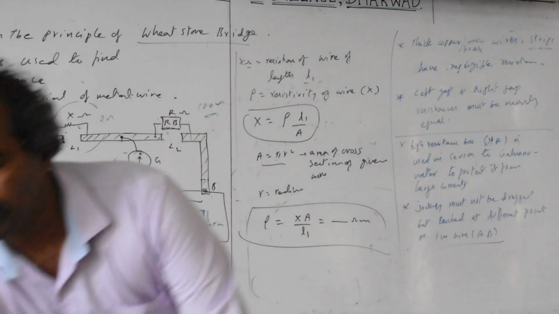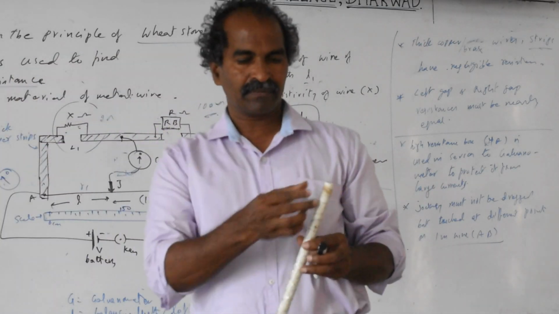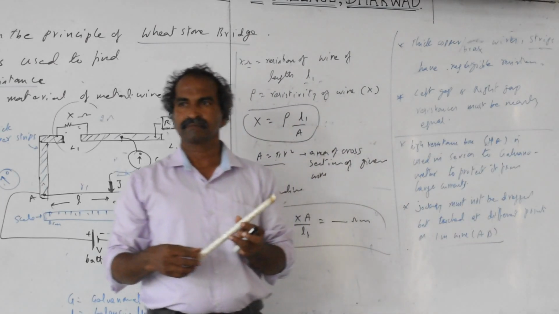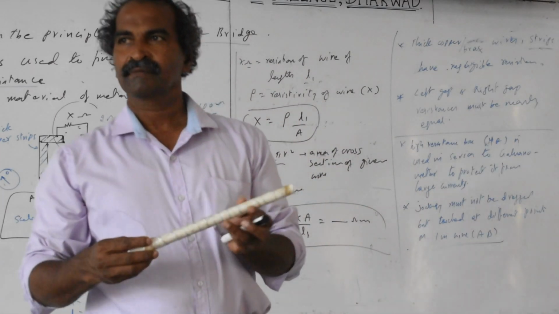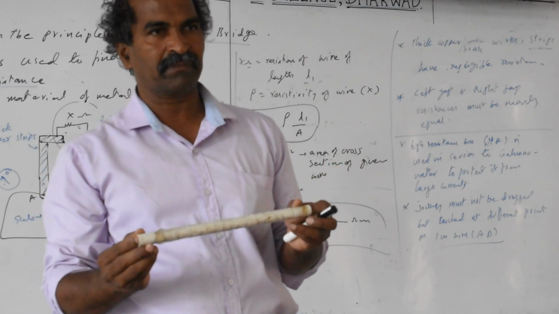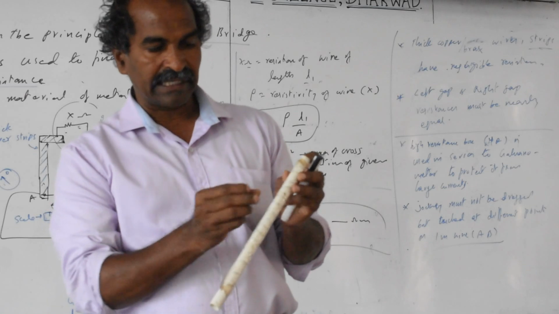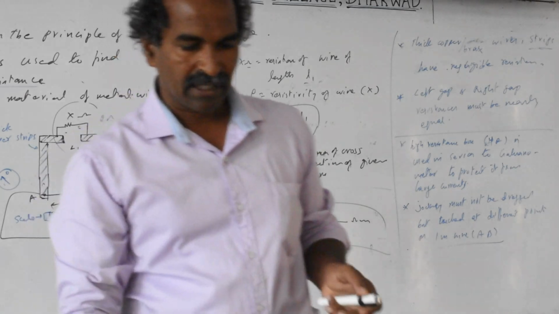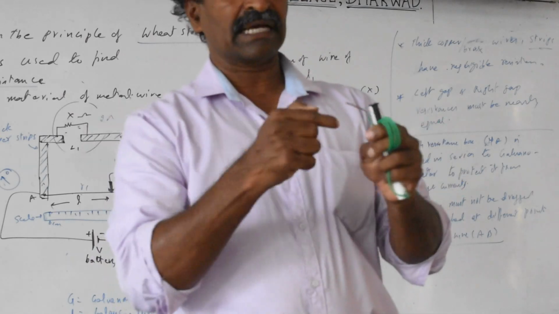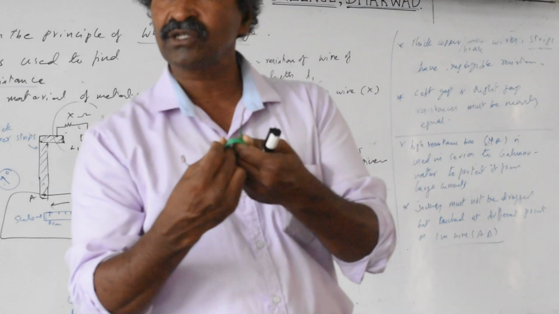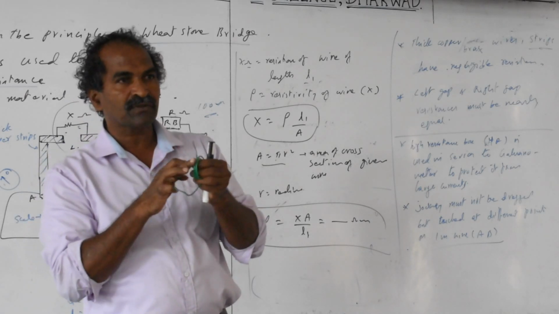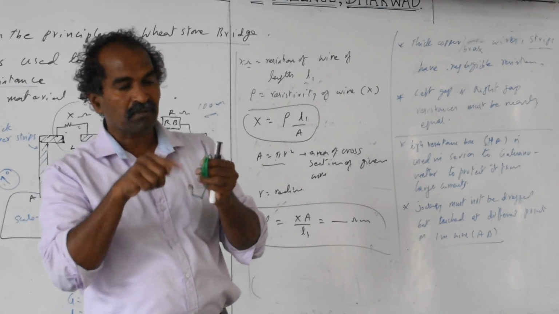This is the wire. Nichrome or manganese will be used. This wire is taken in a plastic pipe, though it may not be in a plastic pipe also. But the wire turns should not touch. If I take this wire as a coil and pass current through it, the plastic coating is there, so if the turns touch directly, current does not pass from one turn to the other. It has to pass through the length only.